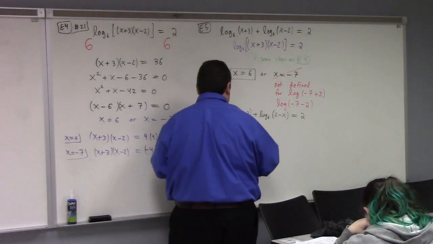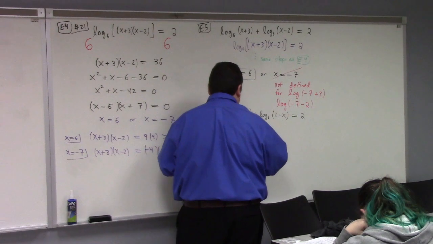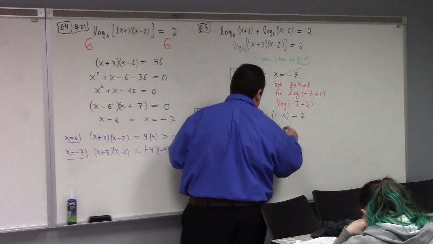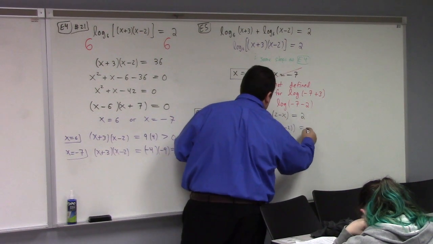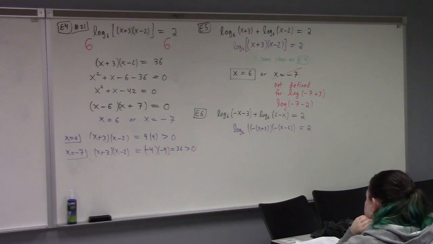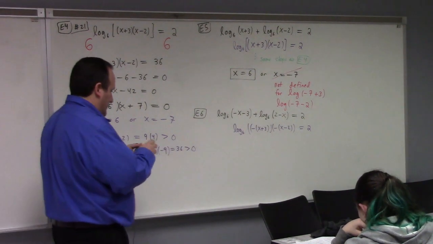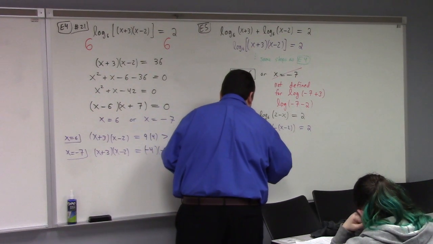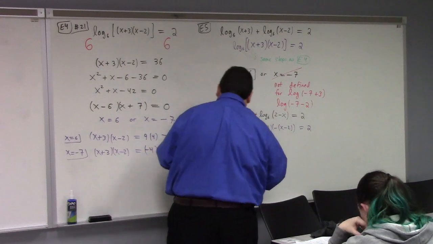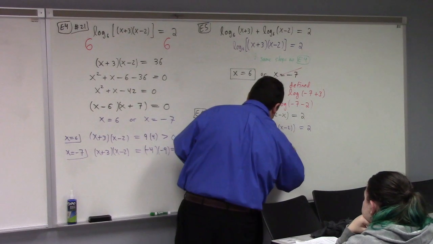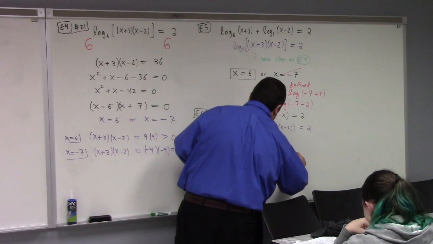When I put these together, I still get log base 6 of minus x plus 3 times minus x minus 2. But the minuses cancel, and we're back again to the same mathematics as example 4, which means by example 4 you'll get x equals 6 or x equals minus 7.